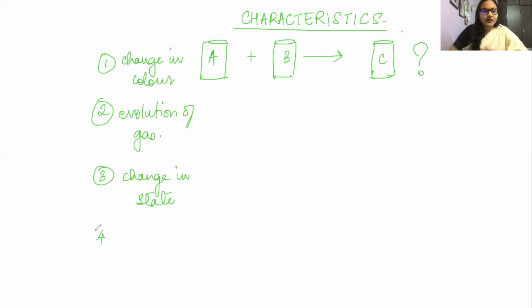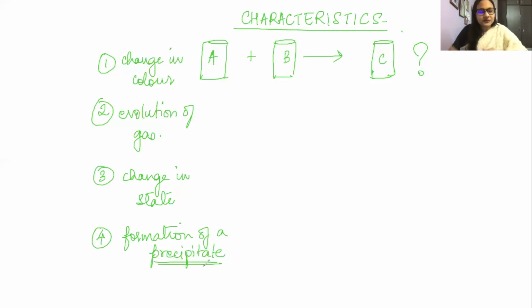Fourth is formation of a precipitate. Here it is important to understand the word. What does precipitate mean? Precipitate is an insoluble solid. Insoluble in what? Insoluble in water. I'm talking about water because most of the chemical reactions that you are going to study at this level are reactions that are carried out in water. So all of the reactions are solution-based reactions.